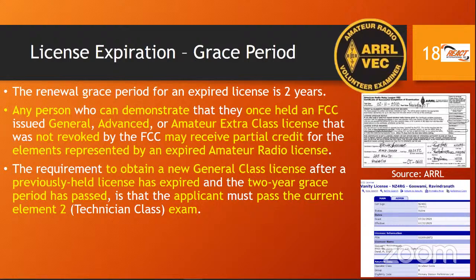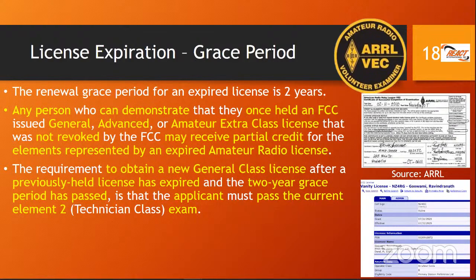Now, if you can prove that you were previously licensed as a general class or an advanced class or an extra class, and you want to get back that class of license, you can get partial credit if you can show that you held that license before, but you still have to do an exam, but only one exam. You just have to do the technician exam. So you might have been an extra class. For whatever reason, the license lapsed. 2 years passed. Now, if you are within the 2 years, meaning that it only lasts for just under 2 years, you can just simply go and renew and you're good to go.